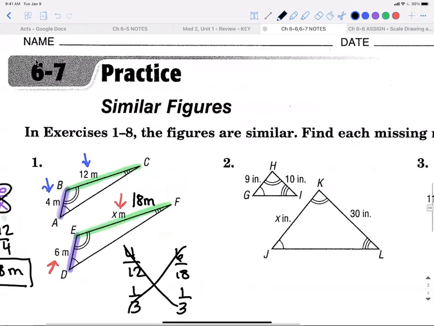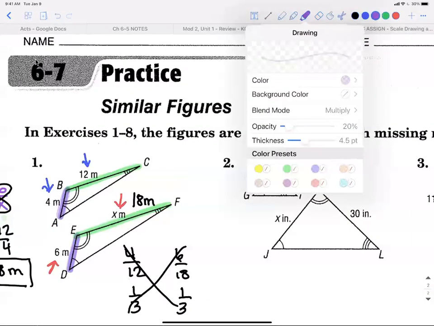All right, so I'm going to do the same thing on this one. Before I get started, I'm going to highlight my two sides. So not my two sides, my matching sides.